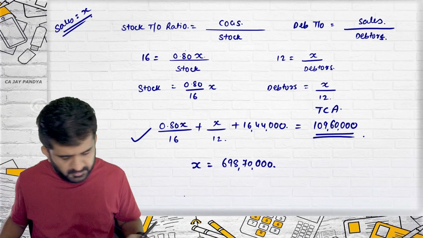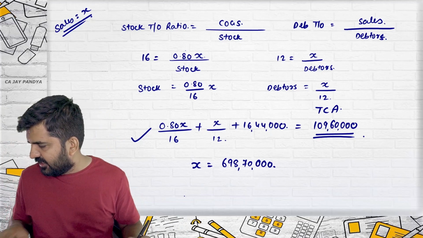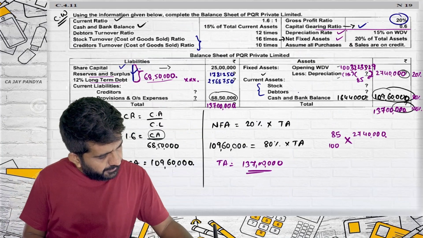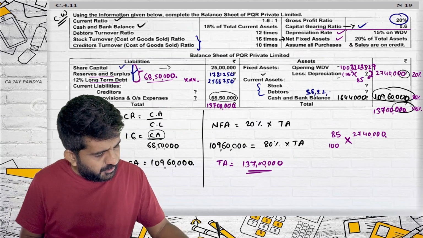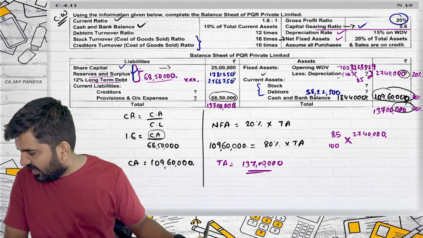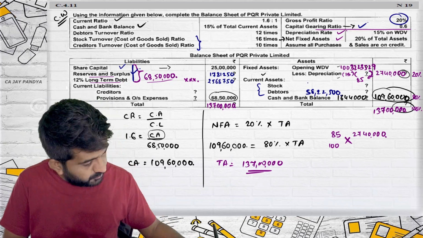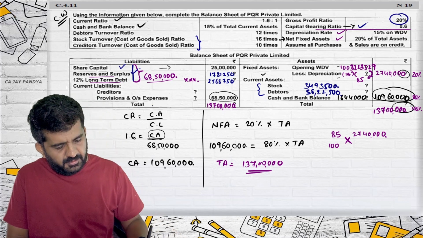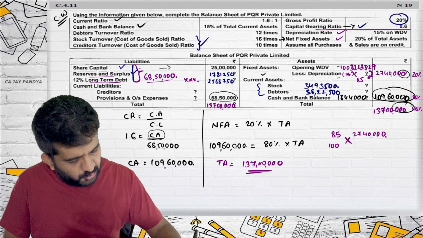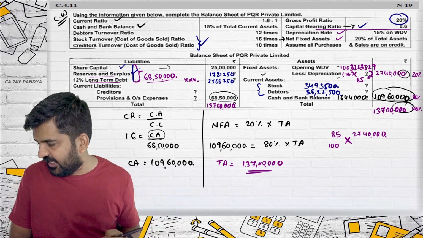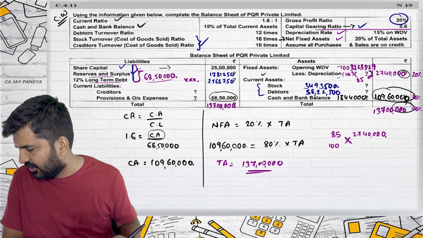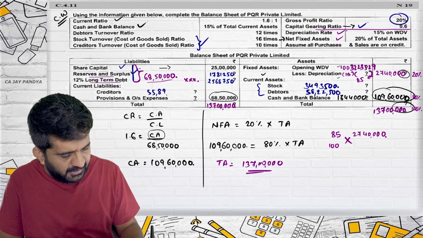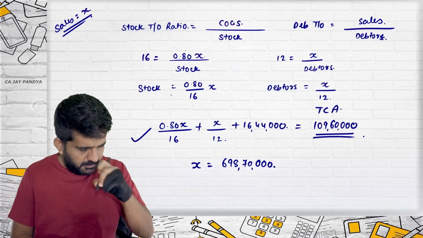6,98,70,000. And so debtors answer is coming as 58,22,500. Stock answer is coming as 34,93,500. And from creditors turnover ratio based upon COGS, you will be getting answer of creditors, which is 55,89,600.